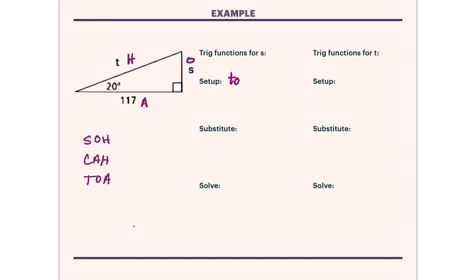So tangent of 20 is going to be opposite over adjacent. So tangent 20 is s over 117. S, not always a great variable, as you can see, kind of looks like a 5. So we'll put the tangent over 1 and we will cross multiply, giving us s equals 117 times whatever the tangent of 20 is. Calculator will know that one for us.